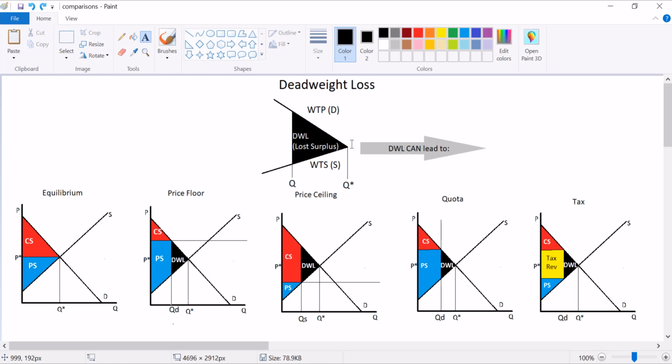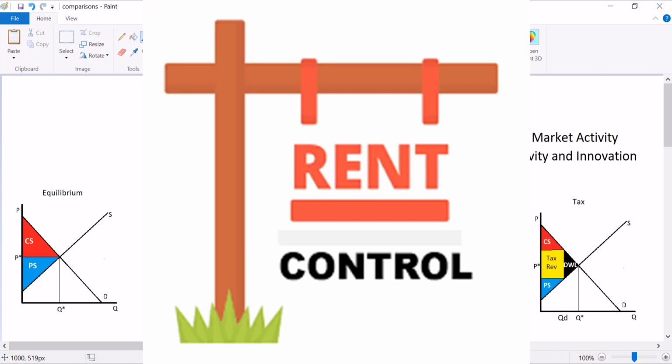A deadweight loss can, doesn't have to, lead to illegal market activity, or it can lead to creativity and innovation. Now, what do I mean when I say illegal market activity? Take the case of a price ceiling. Let's say our city does rent control. Landlords can't charge more than a certain amount for rent. In that case, it's supposed to benefit the consumers, and the consumers get all this consumer surplus. At that low price, there's going to be a big shortage where the quantity demanded is much higher than the quantity supplied.